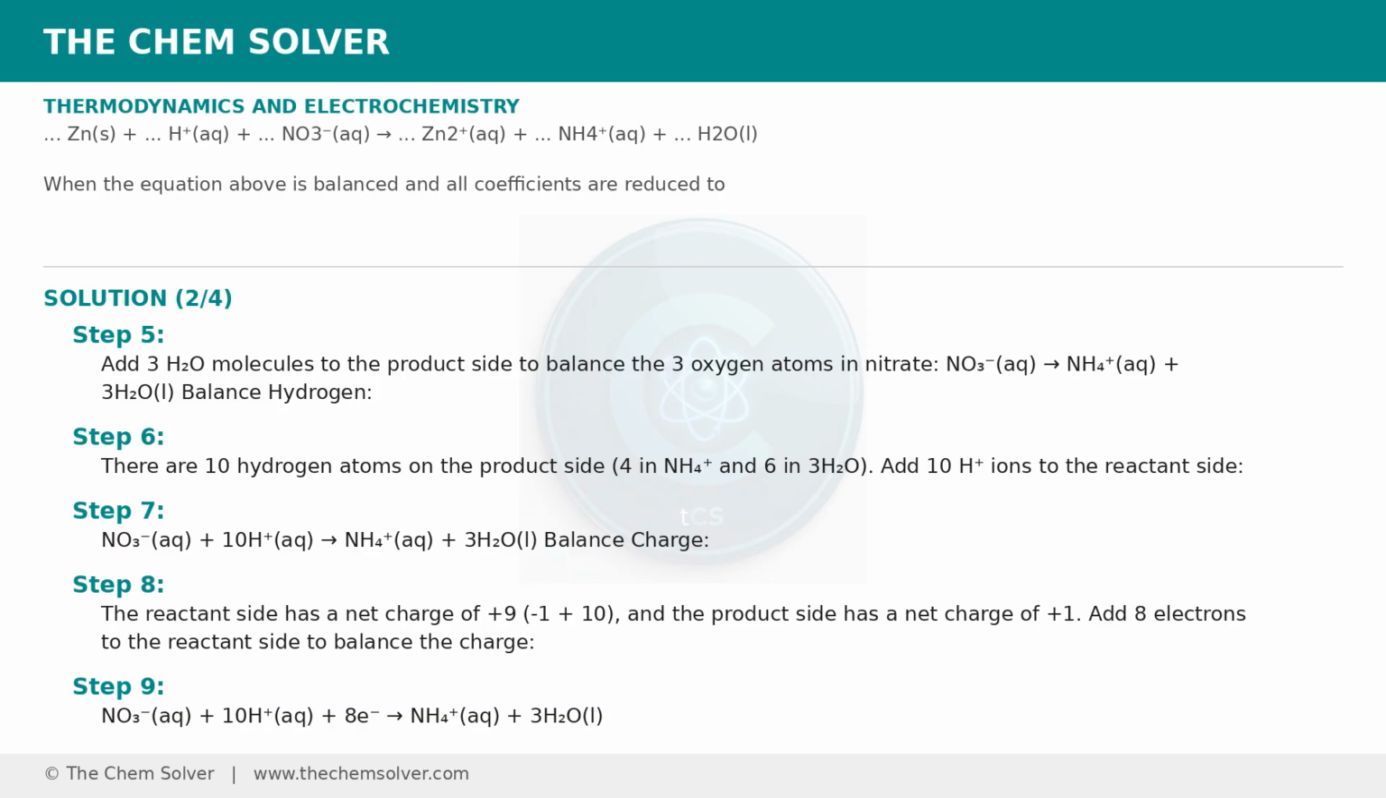Add 8 electrons to the reactant side to balance the charge. NO₃⁻ + 10 H⁺ + 8e⁻ gives NH₄⁺ + 3 H₂O.